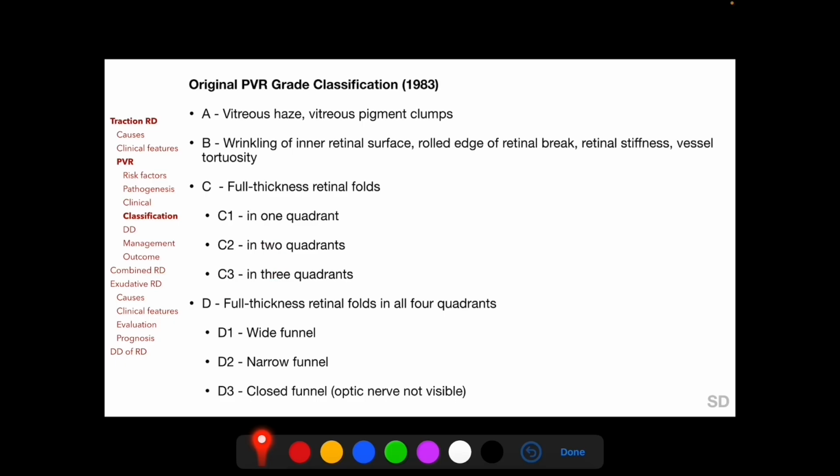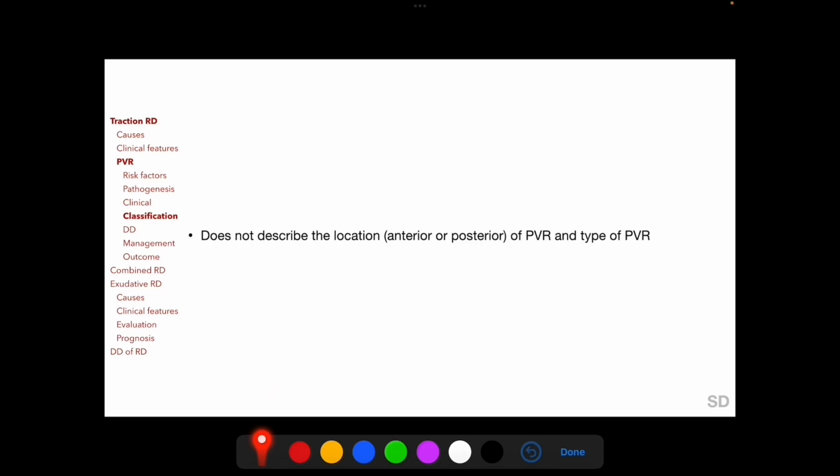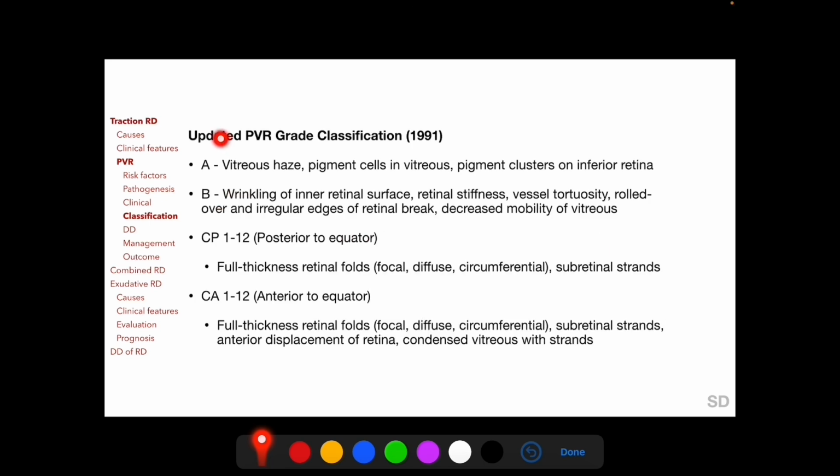And when full thickness retinal folds are present in all four quadrants, the eye is labeled as having grade D PVR, with D1 denoting a wide funnel, D2 denoting a narrow funnel, and D3 denoting a closed funnel. But this classification does not describe the location of PVR, either anterior or posterior, and the type of PVR. The updated classification of PVR, developed in 1991, has a grade classification and a contraction type classification.